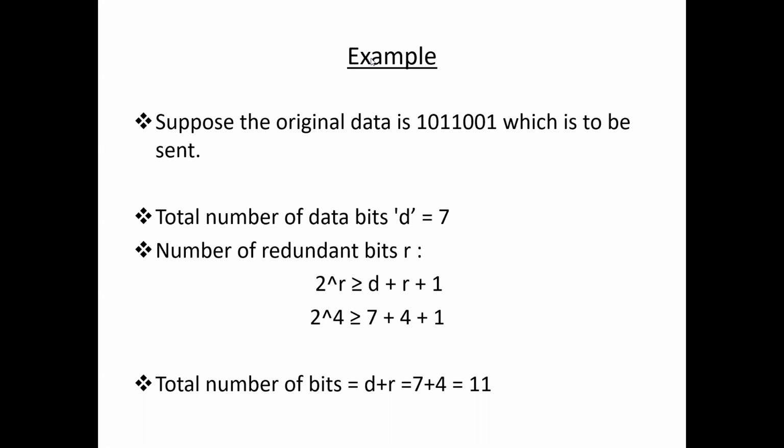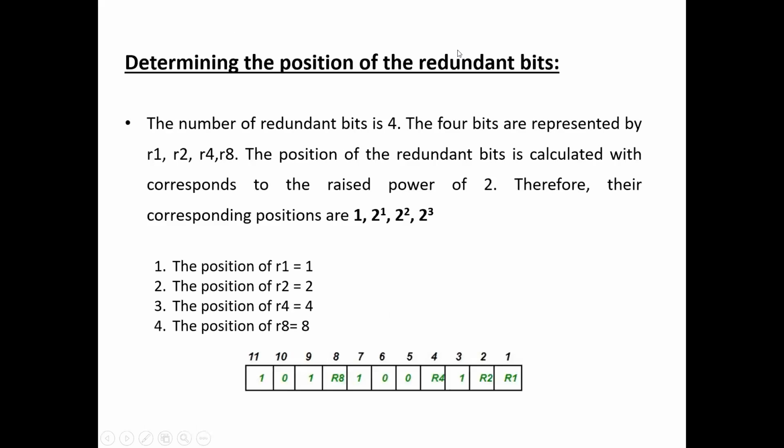So here R equal to 4 satisfies the condition 2 power R greater than or equal to D plus R plus 1. So the total number of bits D plus R, with D equal to 7 and R equal to 4, is 11. So the total number of bits is 1 to 11.